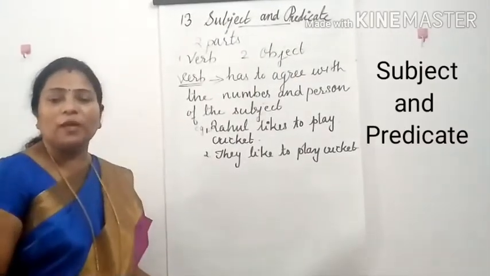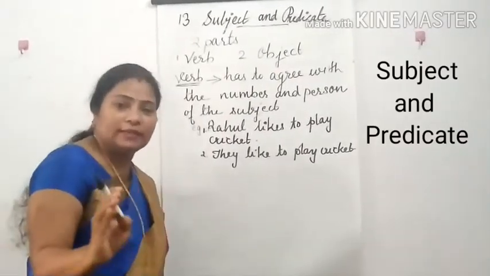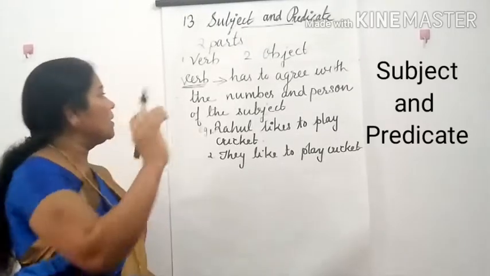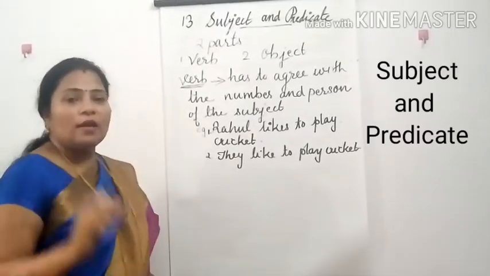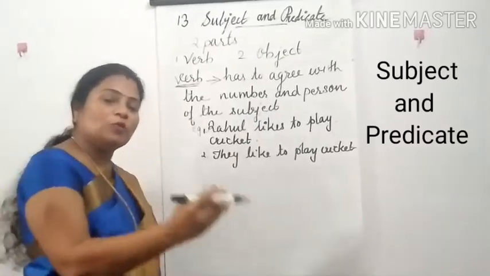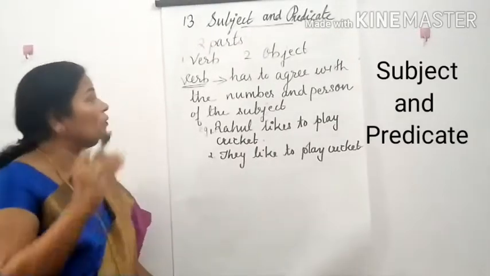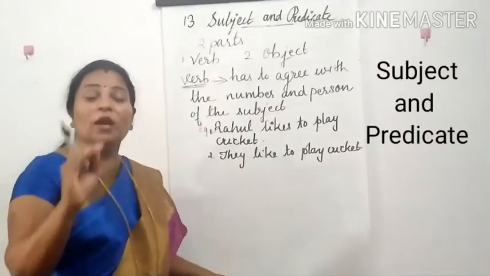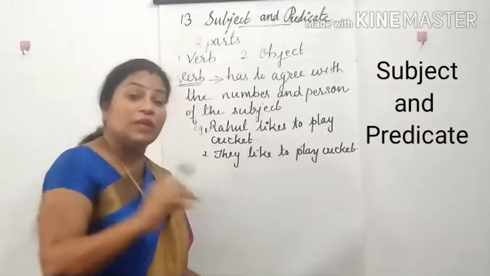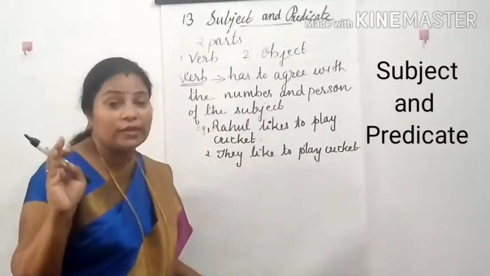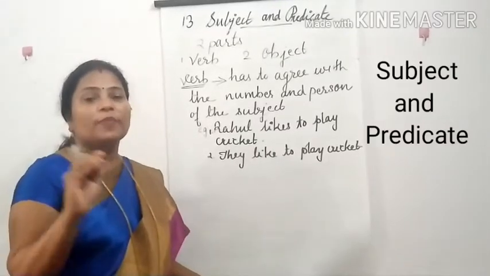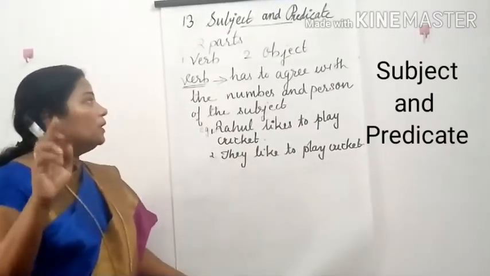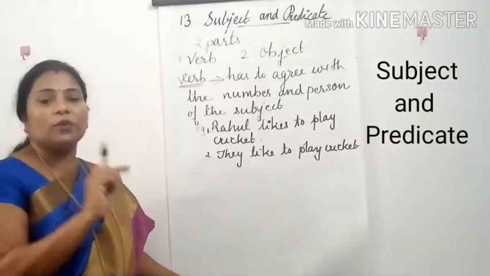Verb, what do you mean by verb? You have already learned it, that means action words. What you learned about verb is that it has to agree with the number and person of the subject in a sentence. We learned it in the tenses, and in finite and non-finite verbs also, right? So the verb has to depend on the subject.